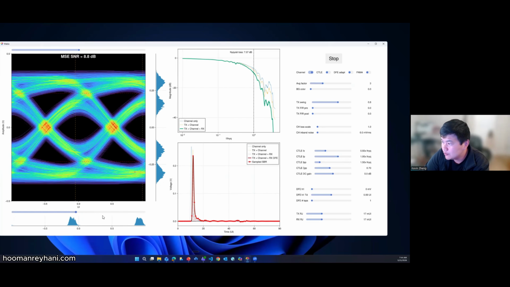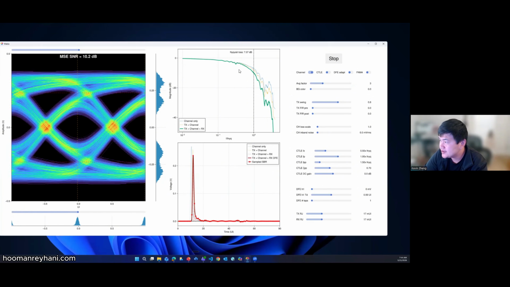As you can see, as I move this cursor on the single bit response over here, the discrete time SBR moves with me. And on this side, this is showing the frequency response of all the critical blocks. The channel itself is the blue curve, the TX plus the channel is the yellow, and the TX plus channel plus RX, the RX being mostly just the CTLE, is the green.